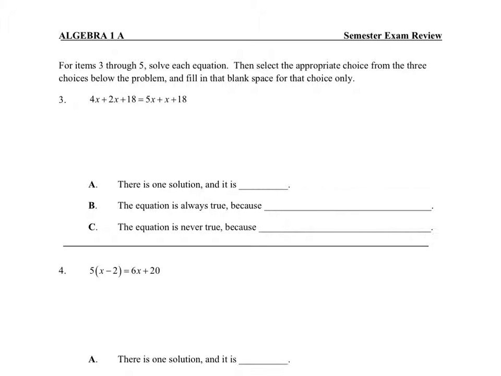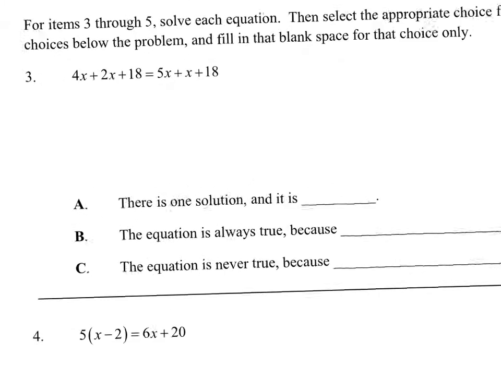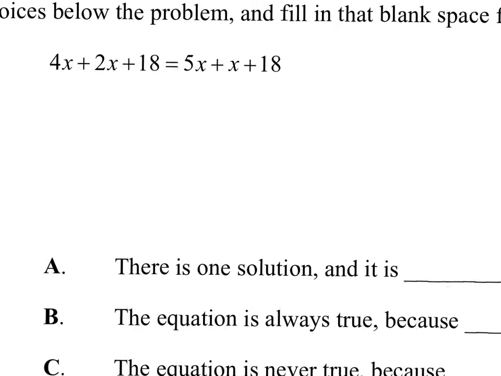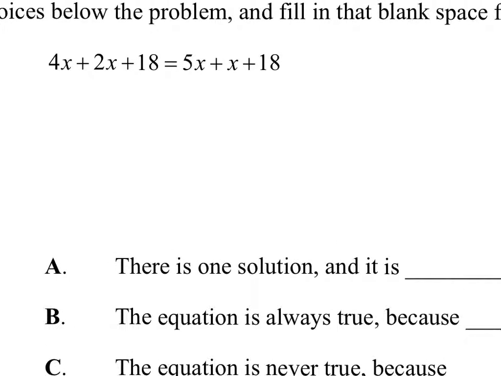Number 3. Solve each equation, then select the appropriate choice from the 3 choices below and fill in that circle for that choice only. So I see I have variable terms and I have constant terms. Here we have a constant term, and here we have another constant term. I need to get them together. Here we have variable terms, and here we have more variable terms, and we need to get them together. I also notice that I have variable terms on this side and variable terms on this side, and they can be added. So maybe I'll just start by adding those variable terms.